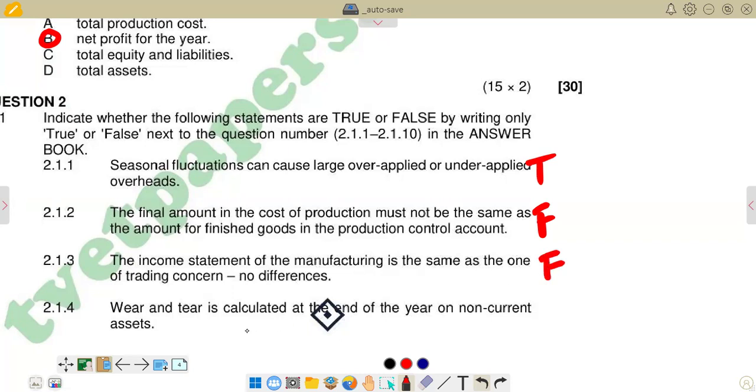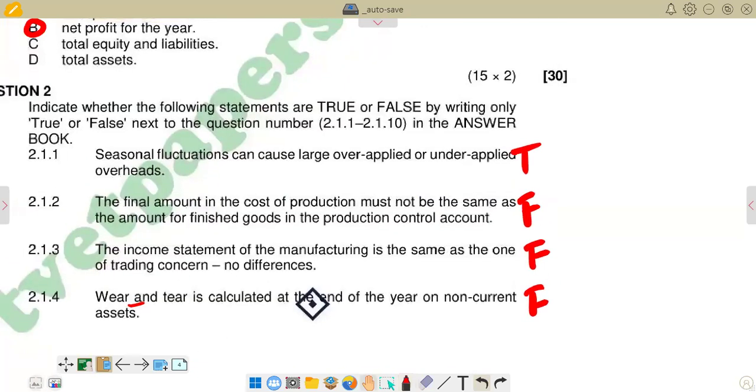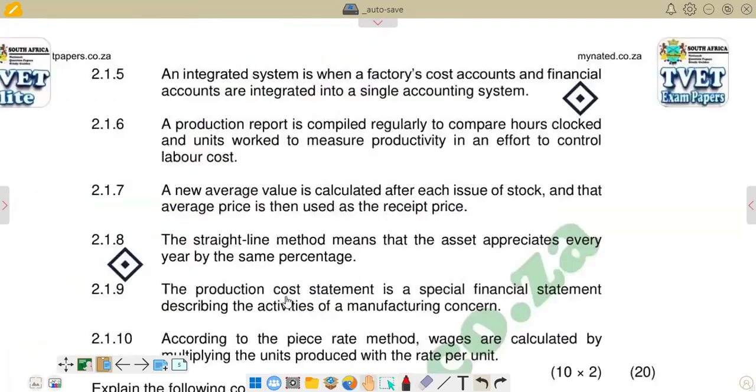Then 2.1.4, wear and tear is calculated at the end of the year on non-current assets. We don't calculate wear and tear specifically, but we calculate depreciation that has been caused by that wear and tear. So this one, 2.1.4, also becomes false. Then we go to the next page to see what we have.